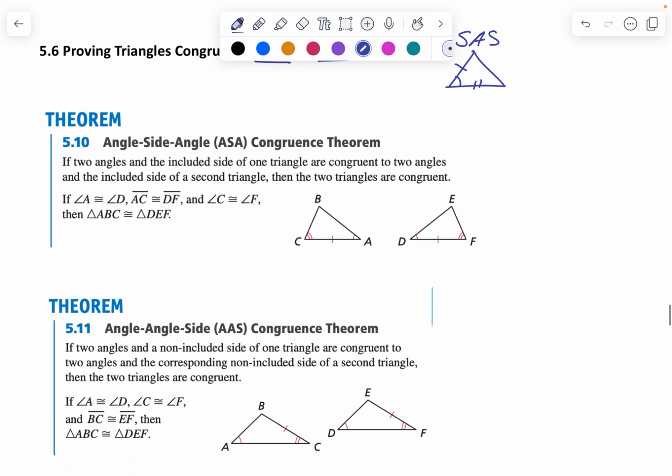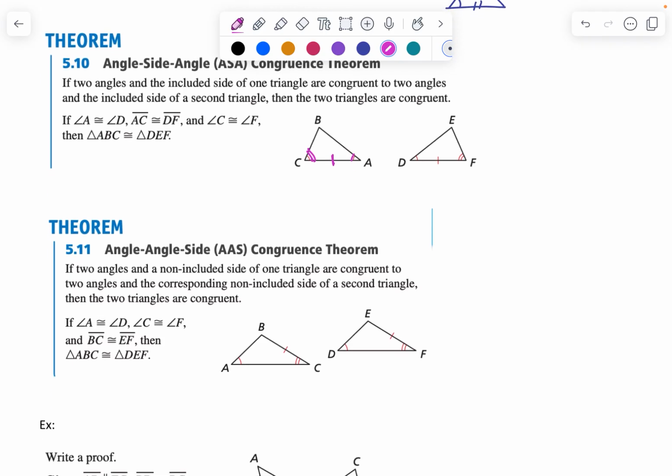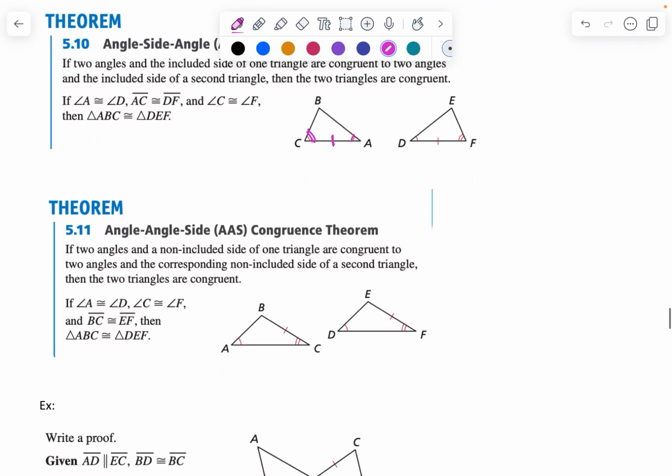So for ASA, angle, side, angle, notice it's angle, included side, angle. That is, the side is in between those two angles. And that's angle, side, angle. Different is angle, angle, side. So notice these both have two angles on one side, but we have to specify the difference. So angle, angle, side is just that. It's angle, angle, side. Now, it also could have been this side, right? But it's the two angles and a side that's not in between those two angles.